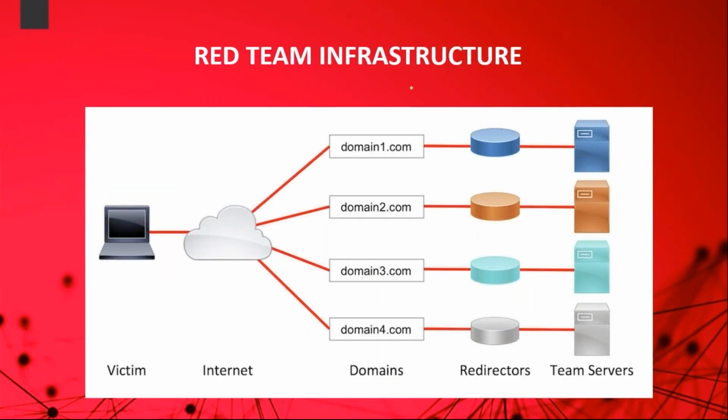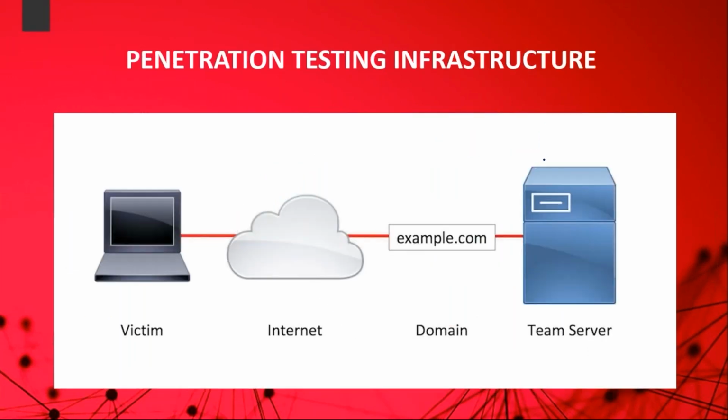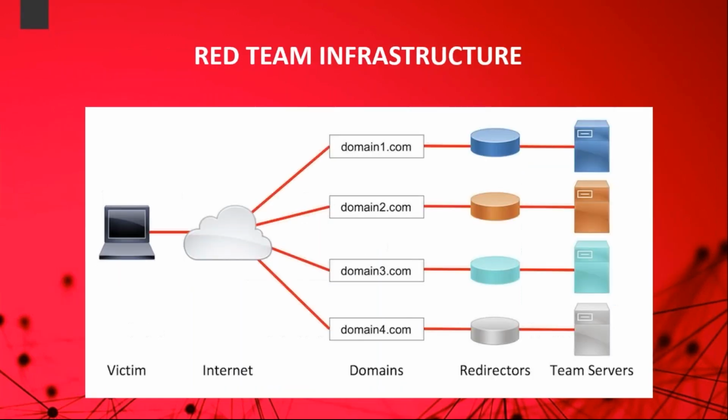So this is your red team infrastructure, guys, right? We have a victim, we have the internet, but we have domains, not a domain. We have redirectors over here, and we have different servers. We are talking about the team server. Here we can see the team servers, and here as well in the penetration testing infrastructure. In the red team infrastructure we have different servers, so we have the C2 server.